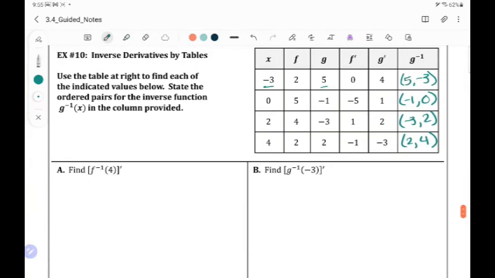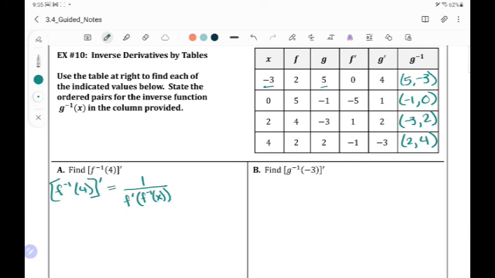Now we can just do each of these problems here. Find f inverse of 4 prime. Okay, the f inverse of 4 prime. They don't give us f inverse, but remember f inverse prime of x equals 1 over f prime of f inverse of x, right? So we just need to know what we're taking the value of. Well, let's look.